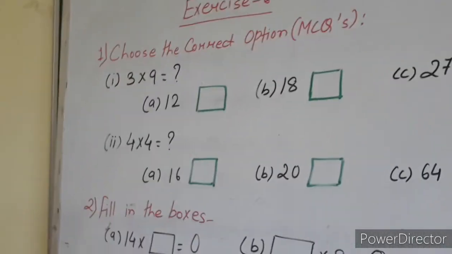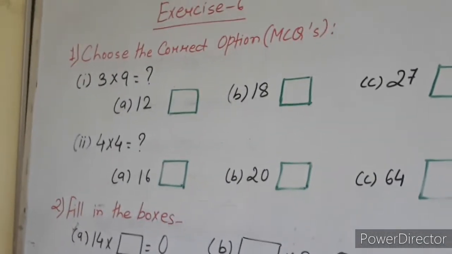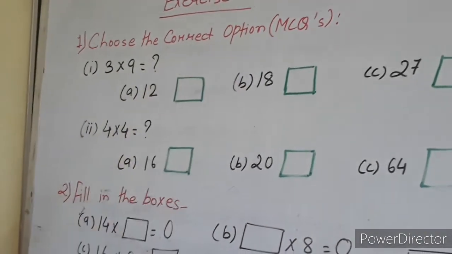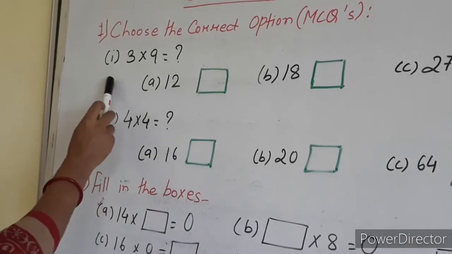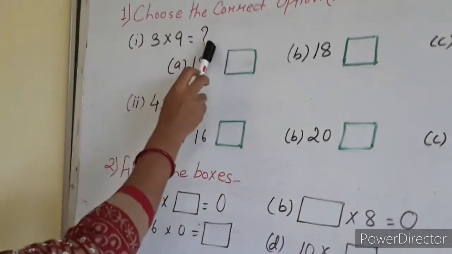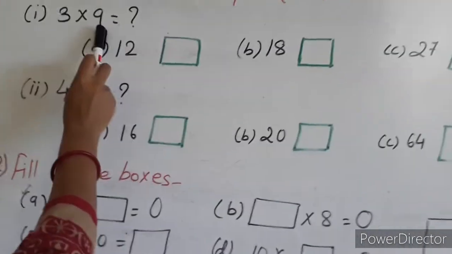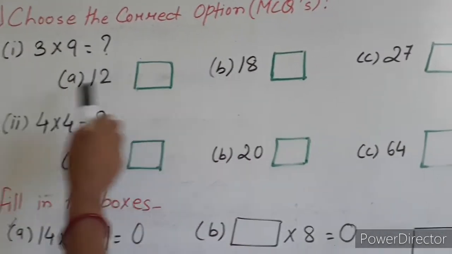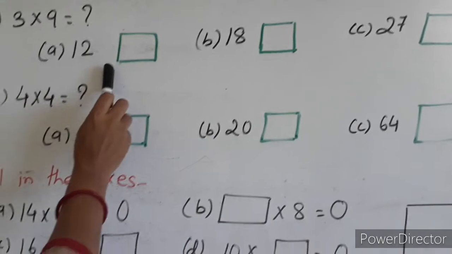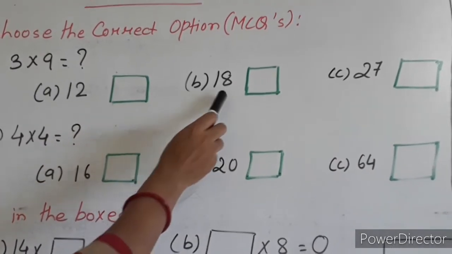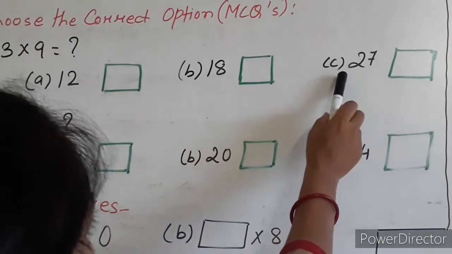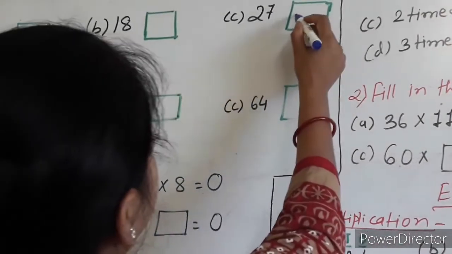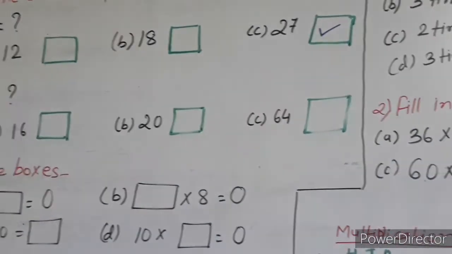Today I am going to solve exercise 6. The first question is to choose the correct option. This is an MCQ question. Question 1 is 3 into 9. You have to write the answer. What will be 3 into 9? Yes, you know 3 into 9 is 27. Option A is 12. No. Option B is 18. This will also not be the answer, and the 27 will be your answer. Here you can put a tick mark on this.